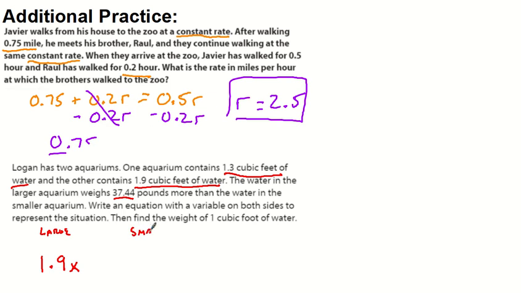Well, the small container, what I know is I know that it is 1.3 cubic feet of water, so that's 1.3 cubic feet times however much that weighs per 1 cubic foot. But we also know that if I add 37.44 pounds to this, it's going to be the difference between these two aquariums. Because the small one weighs this much, plus an additional this much would give me the equivalent of this one. So there's my equation. So then from here, we should be able to solve.